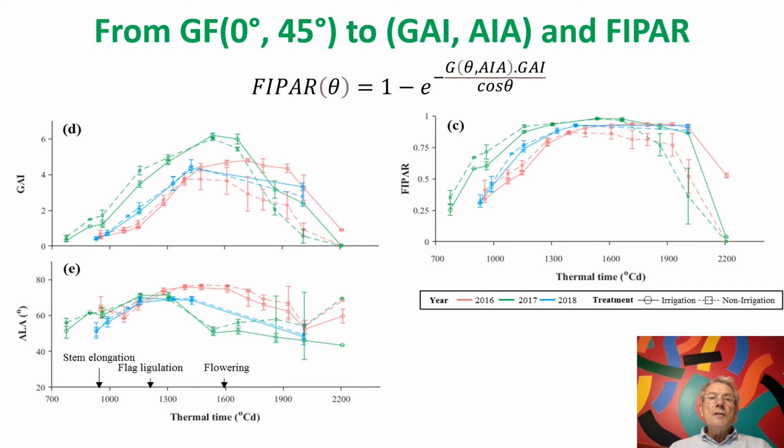This green fraction can be transformed into an estimate of green area index and average inclination angle. You can see here, for the same years and same dates, the evolution of the green area index and the average inclination angle. These two variables can be combined to compute the fraction of intercepted radiation at the time of the measurements with the phenotyping systems, using the same simple equation here.